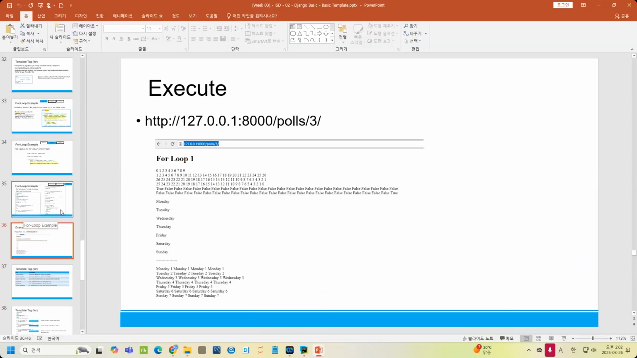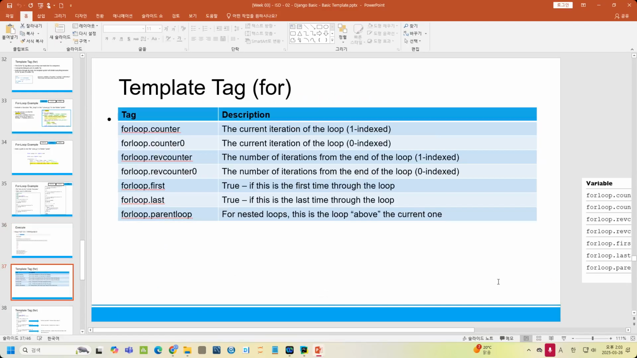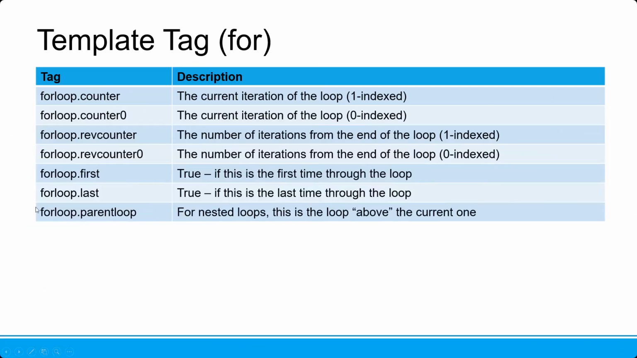In this for loop, there are several variants for the for loops. So here are the variants. We have the for loop counter. What does it mean?